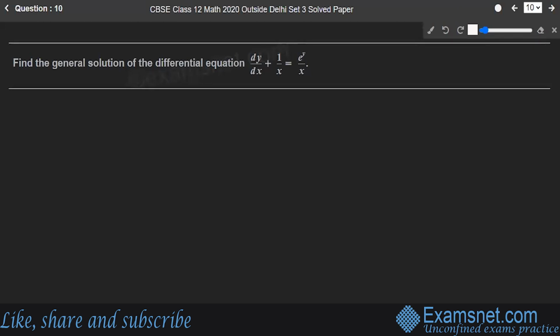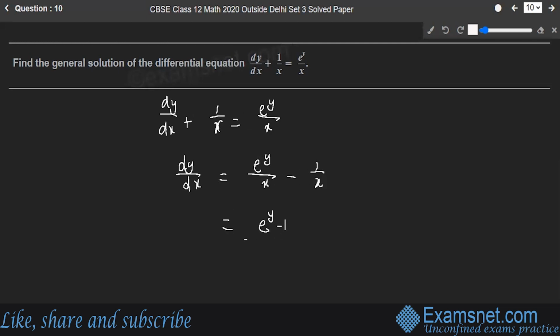Question number 10, find the general solution of the differential equation dy by dx plus 1 upon x is equal to e raised to power y upon x. Here you can write down dy by dx is equal to e raised to power y upon x minus this. This is equal to e raised to power y minus 1 upon x. That's equal to dy by dx.